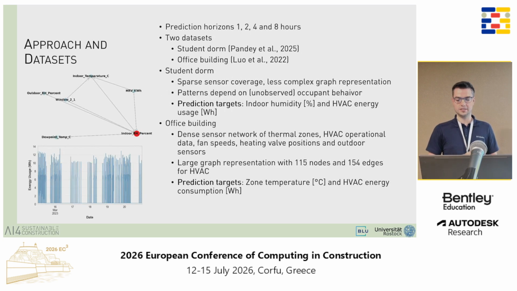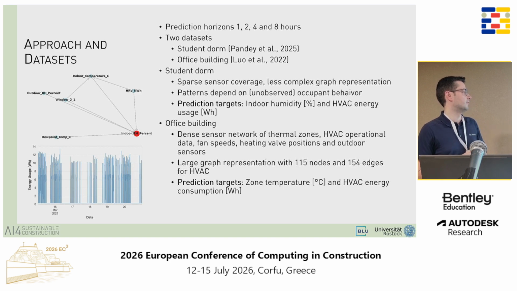So our prediction horizons were chosen for all models for 1, 2, 4, and 8 hours as basic short-term horizons. And we test this approach on 2 real-world datasets, which is one student dorm, indoor environment, and energy consumption datasets. This is characterized by a sparse coverage of sensors. So we have a less complex graph representation. For example, we want to predict humidity and HVAC energy usage.